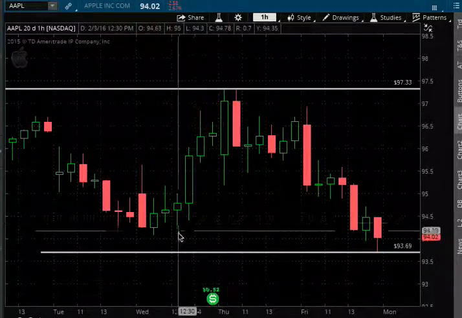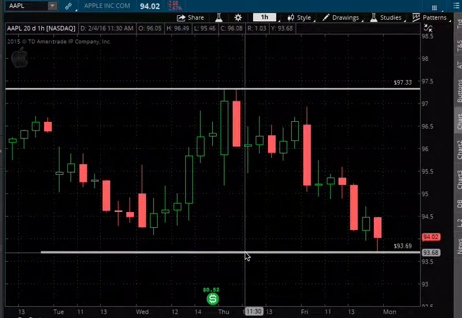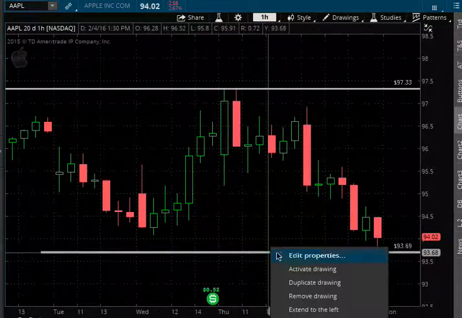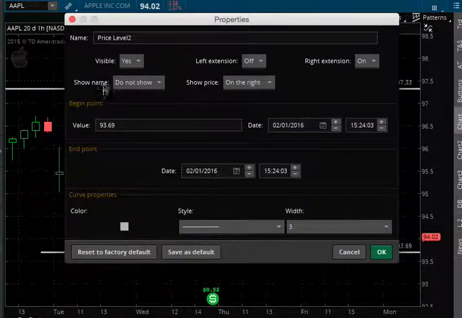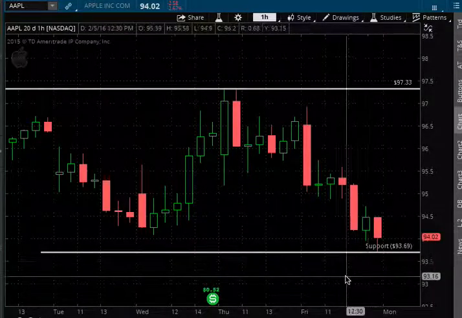So the lowest price is always going to be our support level. Support. So let's go ahead and name this support. Here you can show the name. This is where you write the name. So we're going to write support here, and we'll show it on the right side as well.